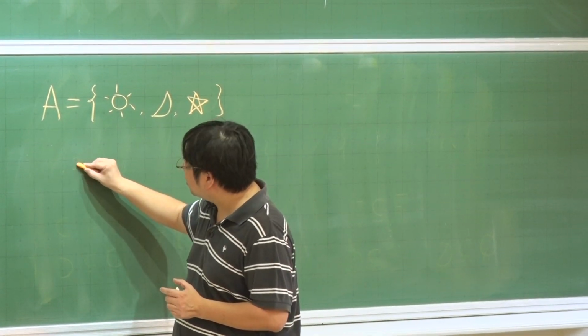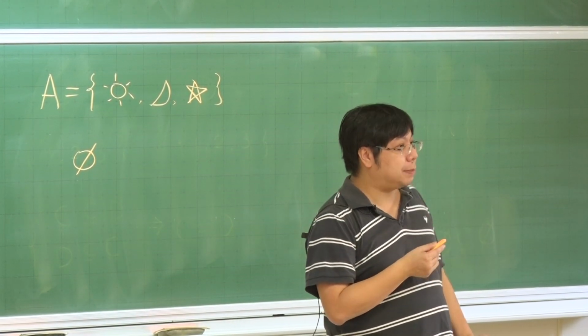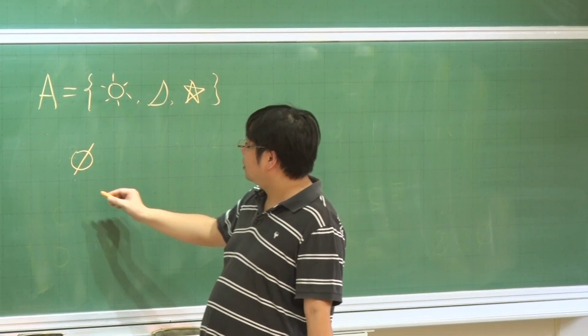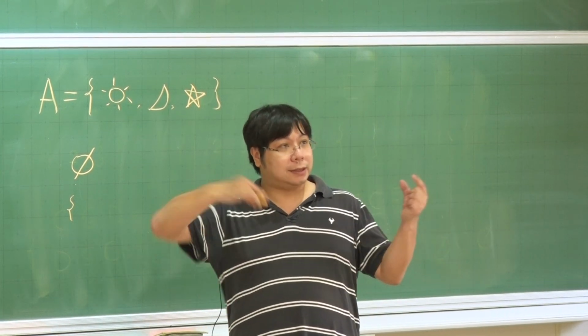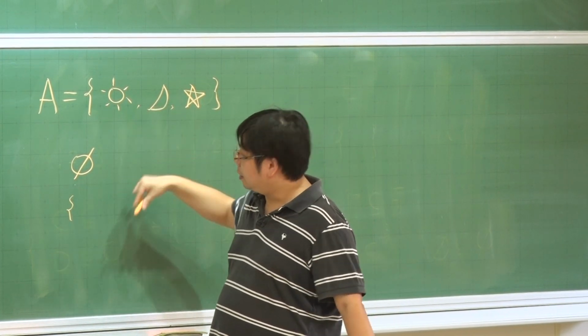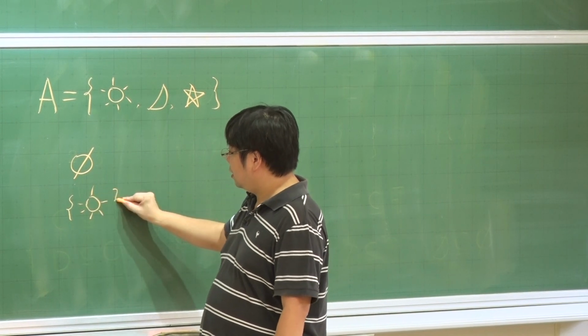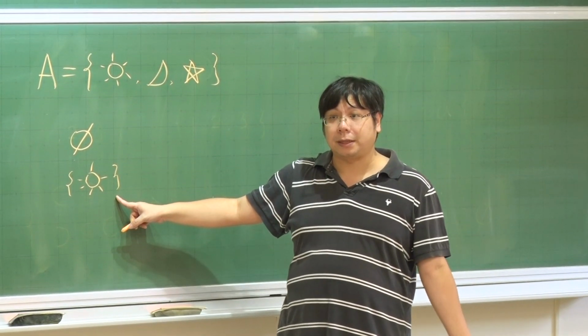So the empty set is a subset of A, right? Because we mentioned that the empty set is a subset of any possible set. So a subset of A is just a set that takes some items from A to include. So this is a subset of A. Is that okay?